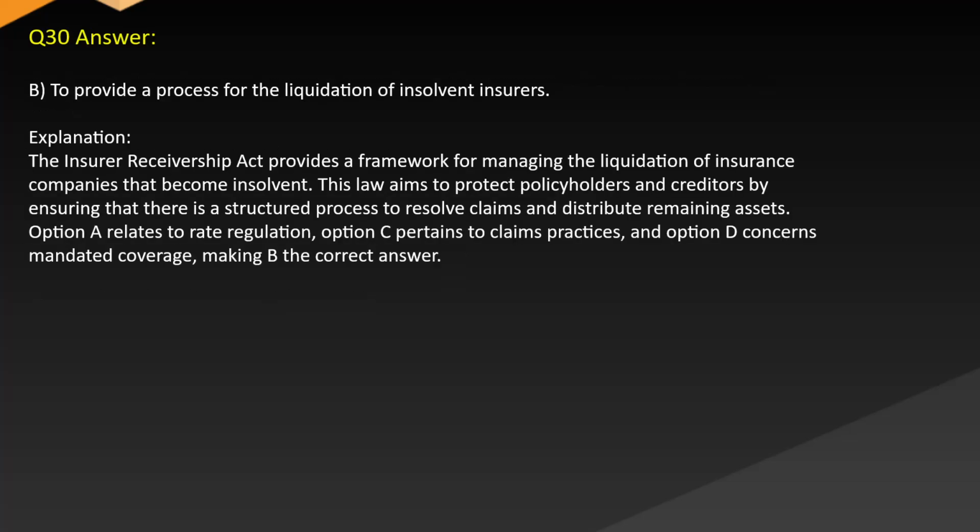Answer: B. To provide a process for the liquidation of insolvent insurers. Explanation: The Insurer Receivership Act provides a framework for managing the liquidation of insurance companies that become insolvent. This law aims to protect policyholders and creditors by ensuring that there is a structured process to resolve claims and distribute remaining assets. Option A relates to rate regulation, option C pertains to claims practices, and option D concerns mandated coverage, making B the correct answer.